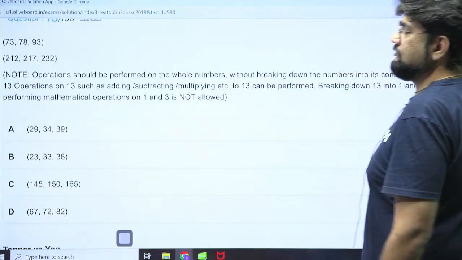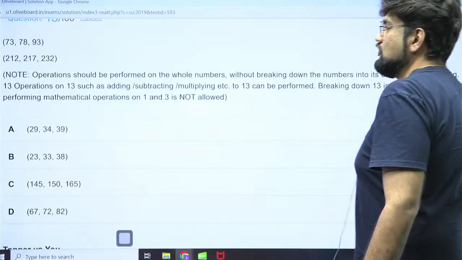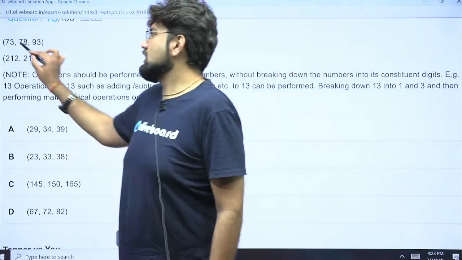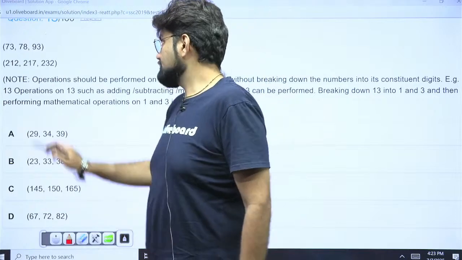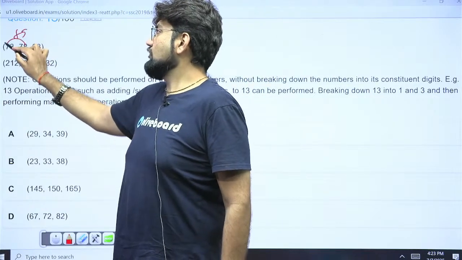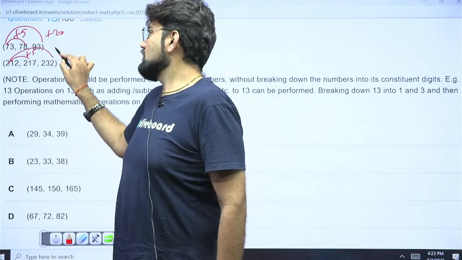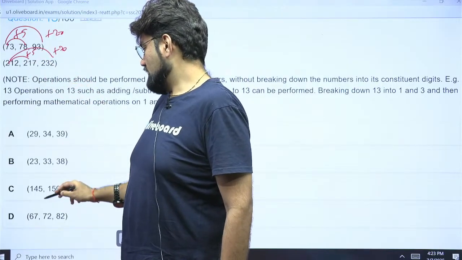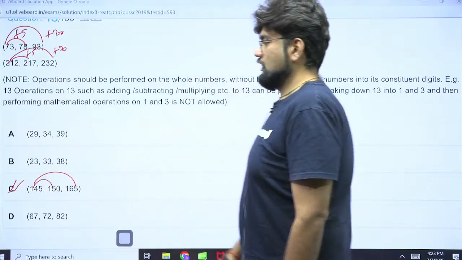Number set. Again, it is not digit based. Because of this paragraph being mentioned, nothing is digit based. You will have to consider the complete numbers. So it's pretty easy actually. 73 to 78, you can see that it is being increased by plus 5. Right? And from here to here it is plus 20. Plus 5, plus 20. And you will get it here. Plus 5, plus 20. Option C is the correct answer.